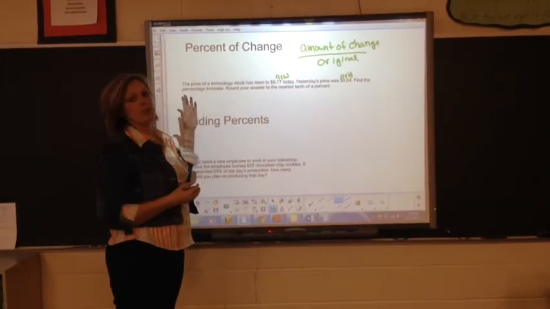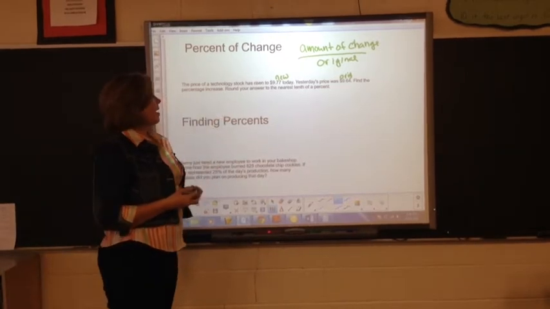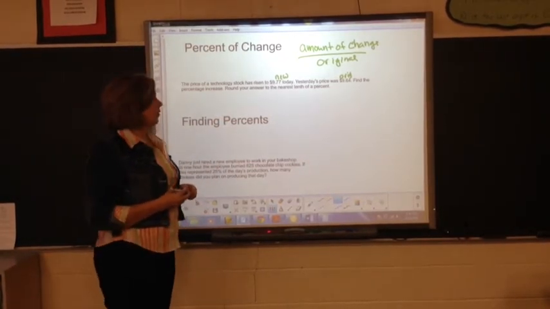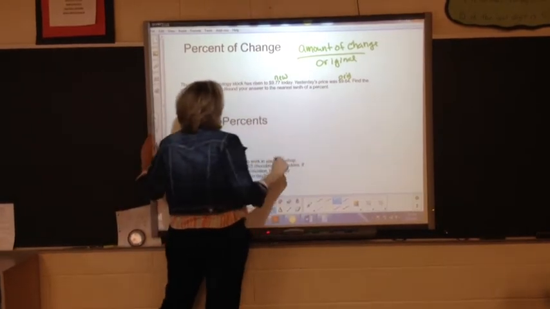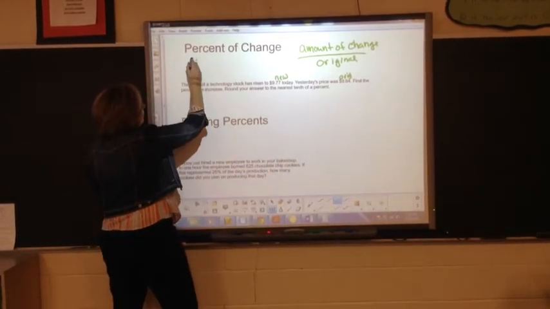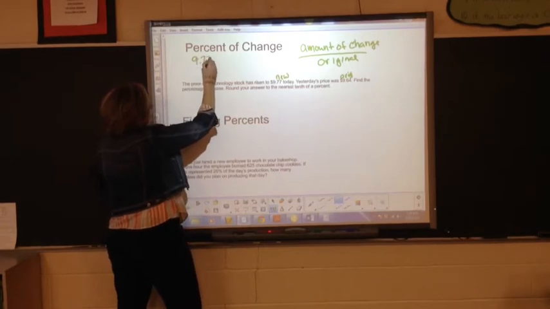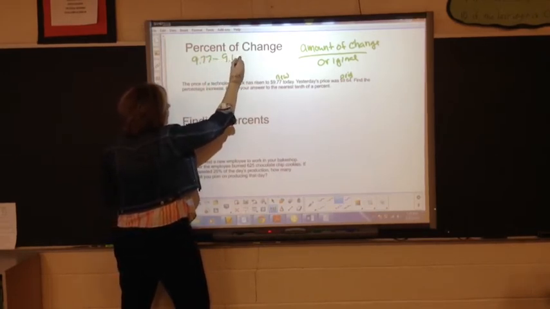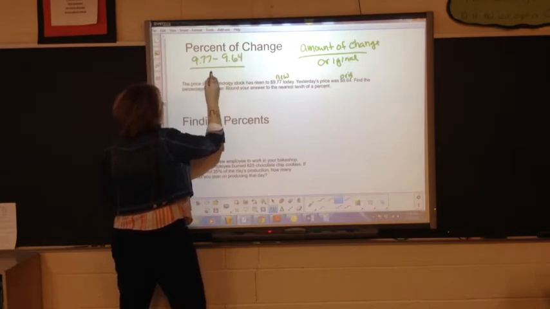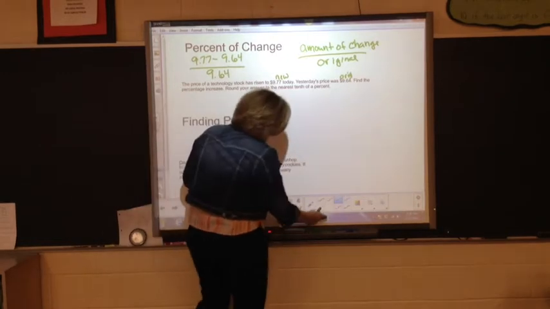So I need to find the percent of increase, and I'm going to round my answer to the nearest tenth of a percent. So the first thing I do using my formula is find the amount of change. Well, I'm going to have to find the difference. So 9.77 minus 9.64 over the original price, 9.64. So I'm going to pull up my calculator.